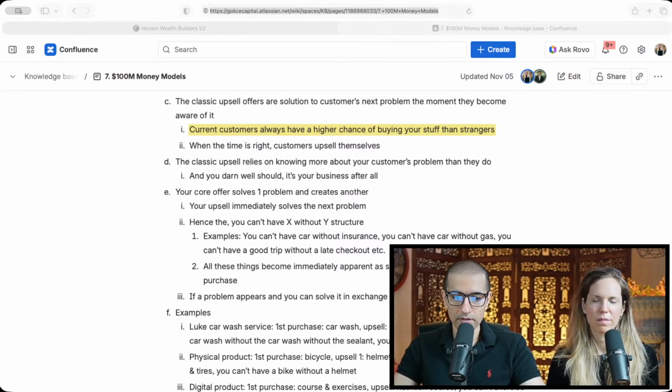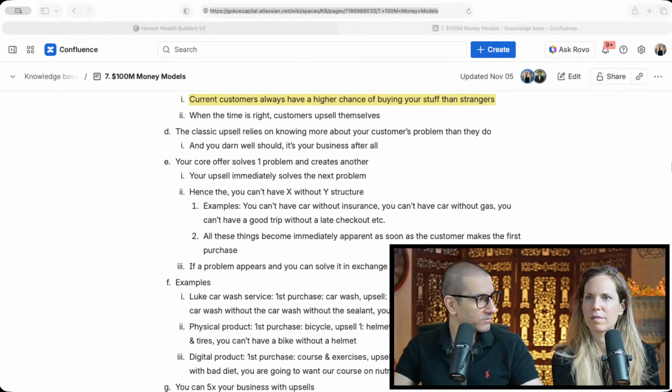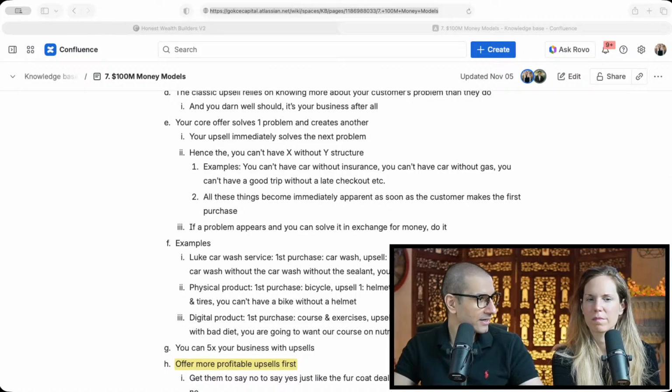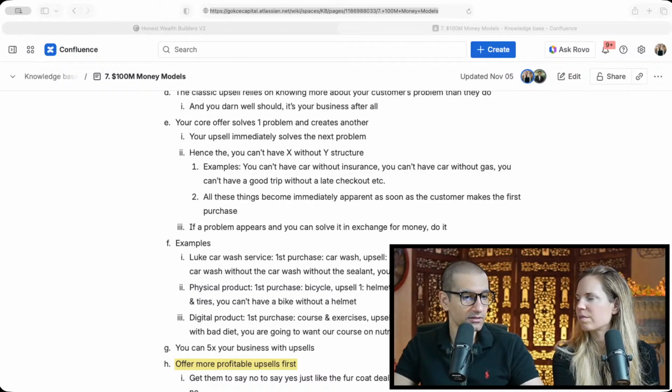Okay. The classic upsell relies on knowing more about your customer's problem than they do. And you darn well should. It's your business after all. We should be knowing their problems more than they do. Just like car rental. We're not thinking of prepaying for gas that will be late when we're coming back. But they are thinking of it. Right? Okay.